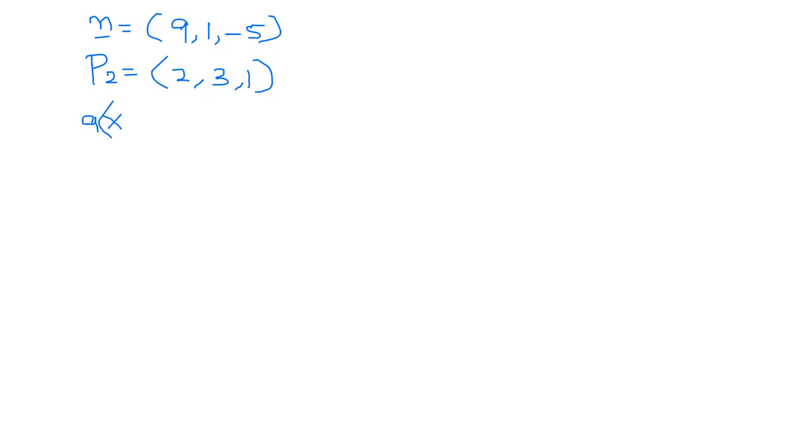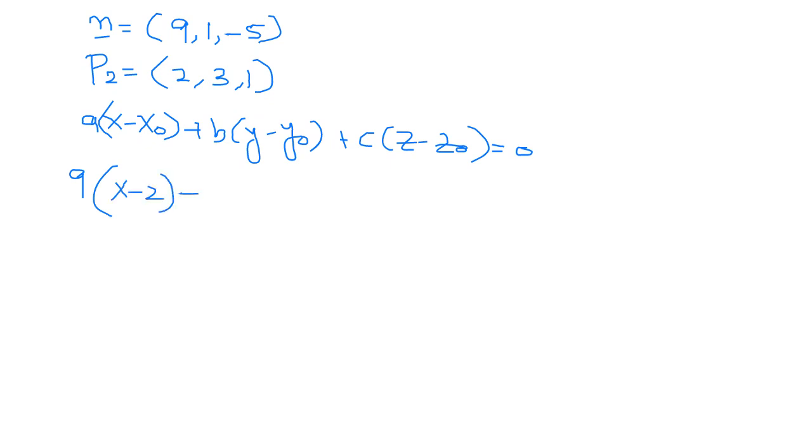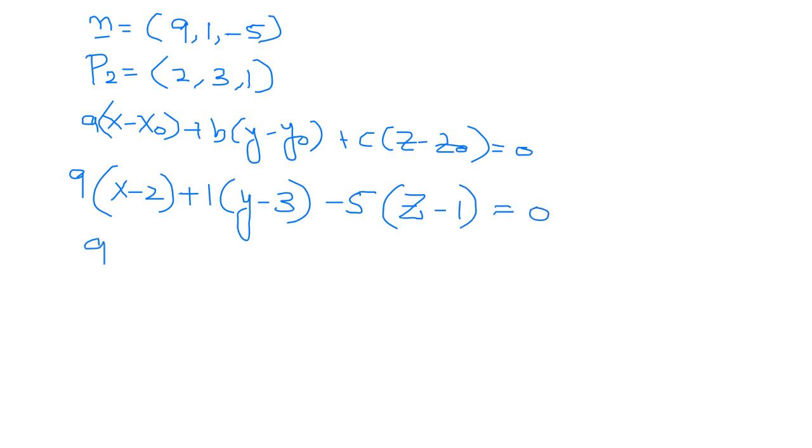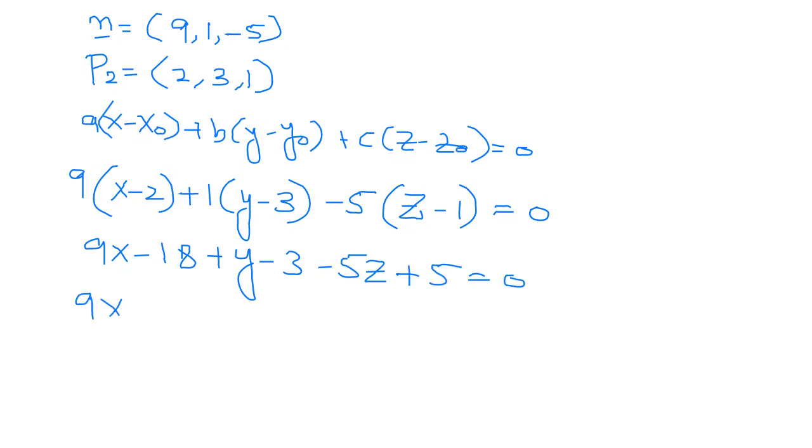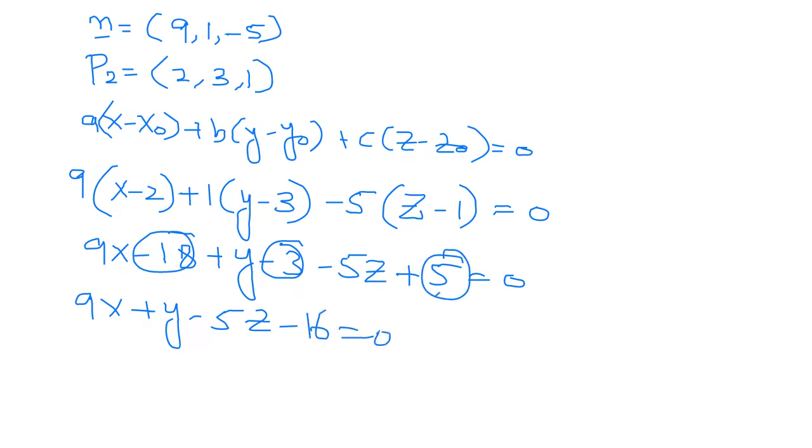Okay, and if I substitute the values in this general equation of the plane, a(x minus x naught) plus b(y minus y naught) plus c(z minus z naught) is equal to 0. If I substitute the values: 9(x minus 2) plus 1(y minus 3) minus 5(z minus 1) is equal to 0. 9x minus 18 plus y minus 3 minus 5z and plus 5 is equal to 0. 9x plus y minus 5z, minus 18 minus 3 is minus 21, minus 21 plus 5 is minus 16, is equal to 0. The same equation. Okay.